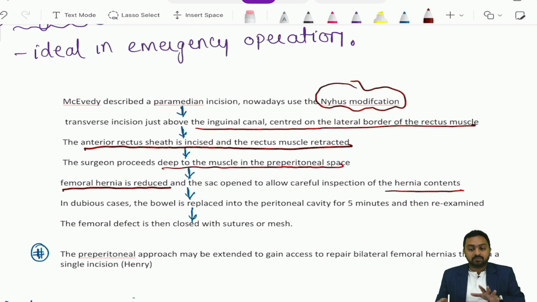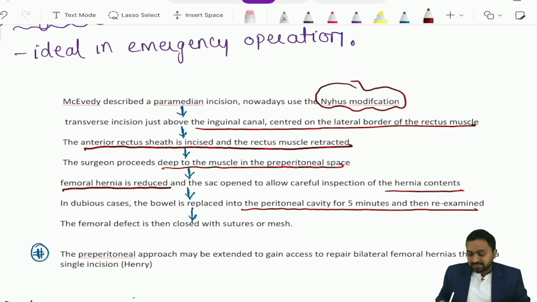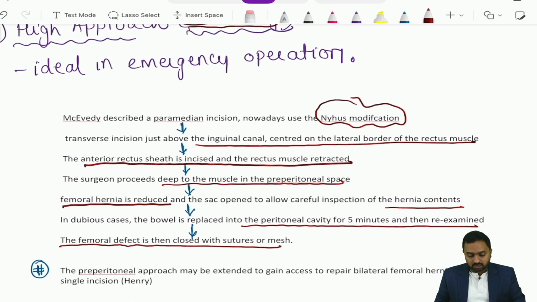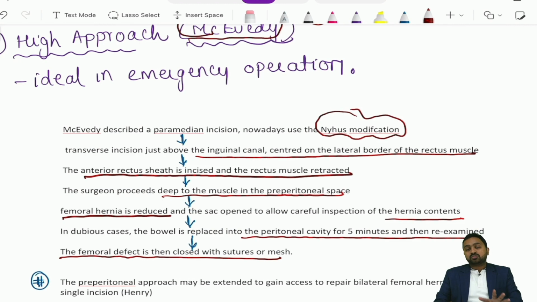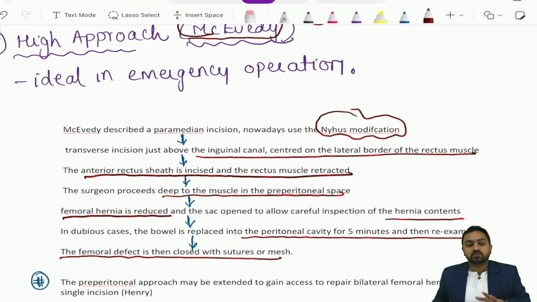In dubious cases, the bowel is replaced into the peritoneal cavity for 5 minutes and then re-examined, following which your femoral defect is closed with sutures or mesh. So the McEvedy approach is usually an ideal approach in an emergency operation, and most femoral hernias actually present as emergency situations because they often remain undetected.